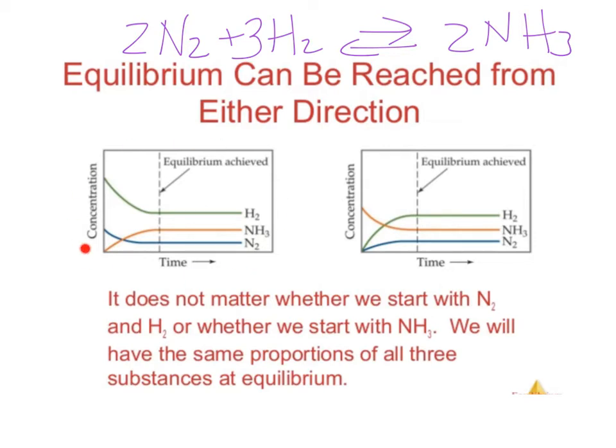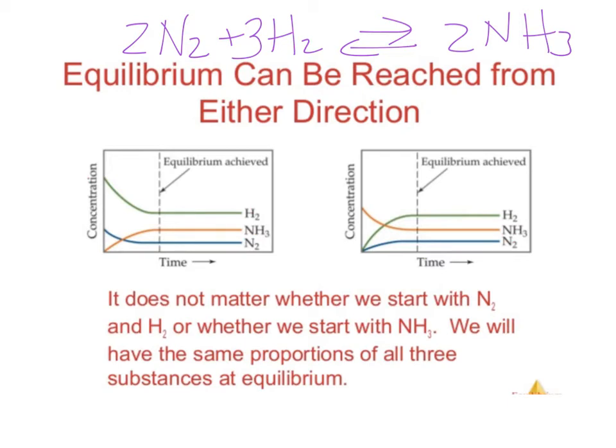So in this first picture, we started with a lot of H2 and a little bit of N2 and no NH3. But we reach the same proportions of the three substances, the same ratio, H2 to NH3 to N2, as if we were to start with a lot of NH3, the product, and none of the reactants. Even if we start with none of the reactants and a lot of the products, after equilibrium we have the same ratio of H2 to NH3 to N2 that we would if we started with all reactants and no products. At equilibrium, the ratios of products to reactants is the same.